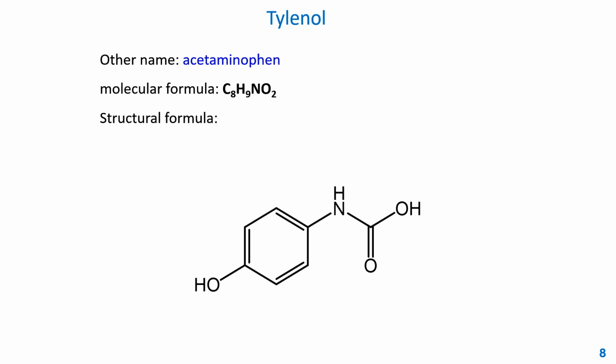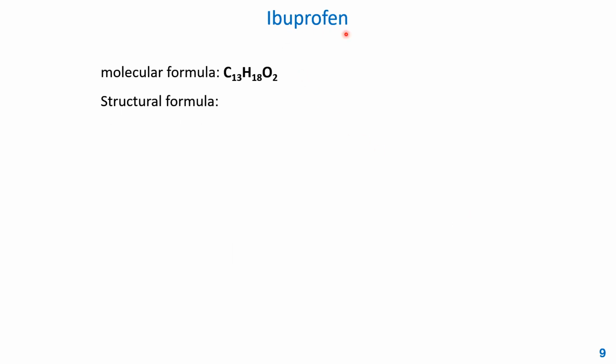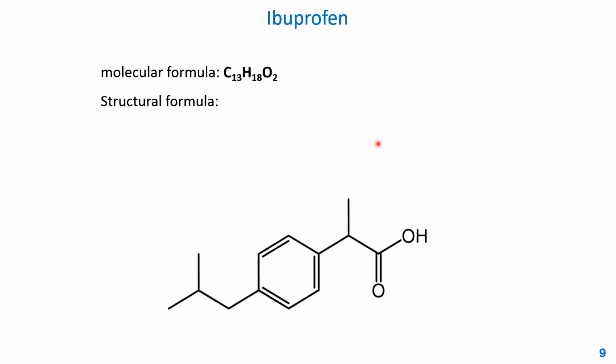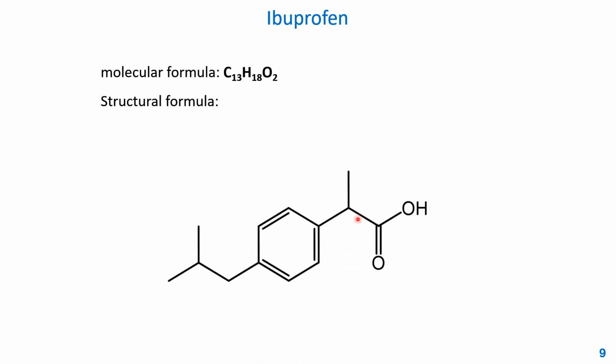A similar one, ibuprofen, does the same thing. It's a painkiller and fever relief. And the molecular formula is 13 carbons, 18 hydrogens, and 2 oxygens. The structure is very similar. You can see the core is also a benzene ring, and you have a normal carboxylic acid here, and another alkyl group here. This is an isobutyl group.